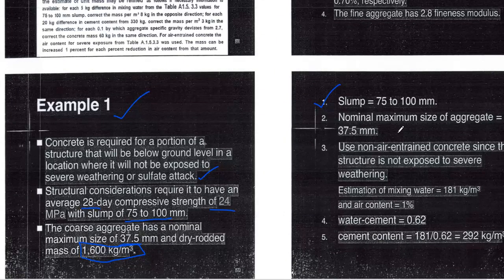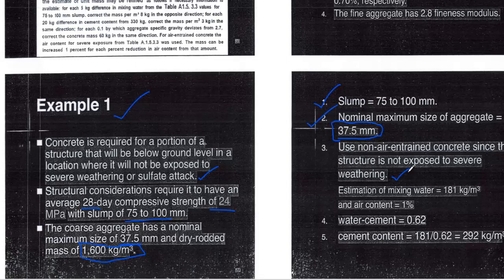Okay, so now the nominal maximum size of aggregate is also given, 37.5. But in your case, whenever you do the experiment in your laboratory, you have to do the sieve analysis and find out the nominal maximum size of aggregates. While you do the sieve analysis, you can pick the highest diameter of the specimen, measure the diameter using slide calipers, and then do some averaging also there. Okay, then step 3, use non-air entrained concrete since the structure is not exposed to severe weathering.